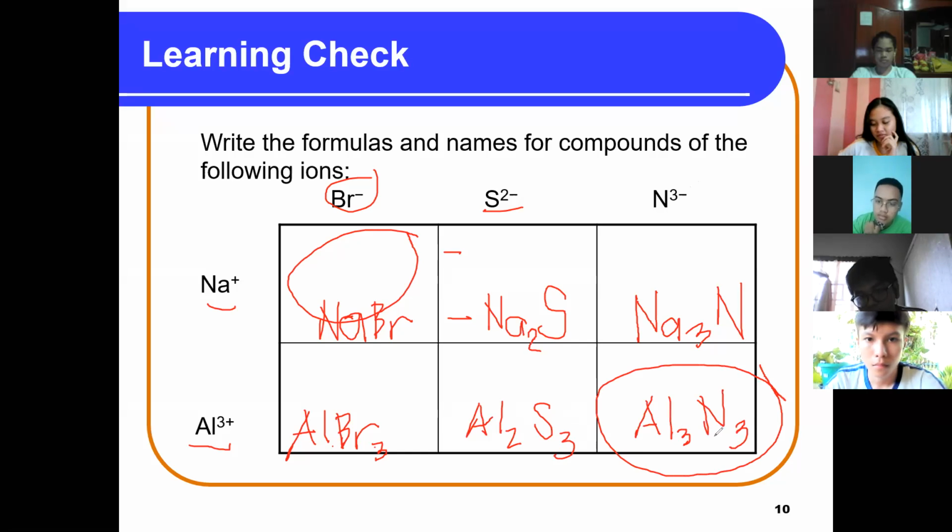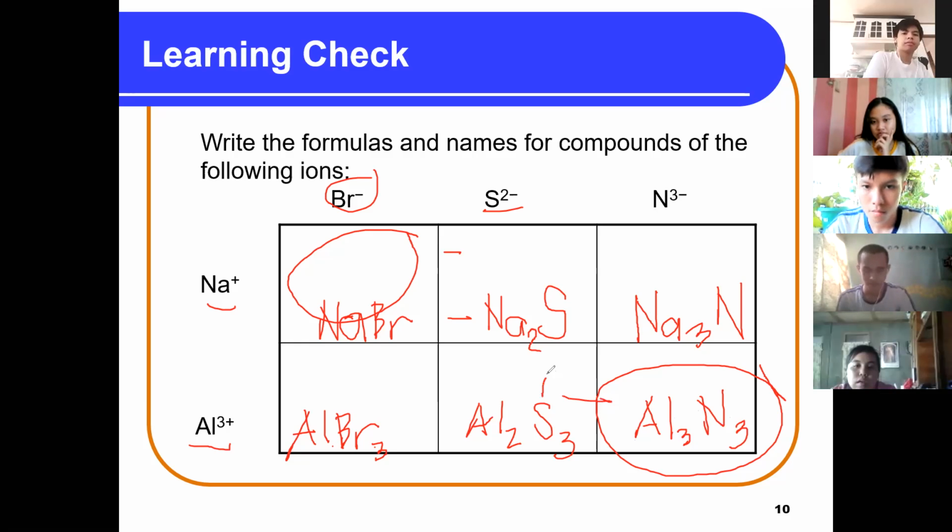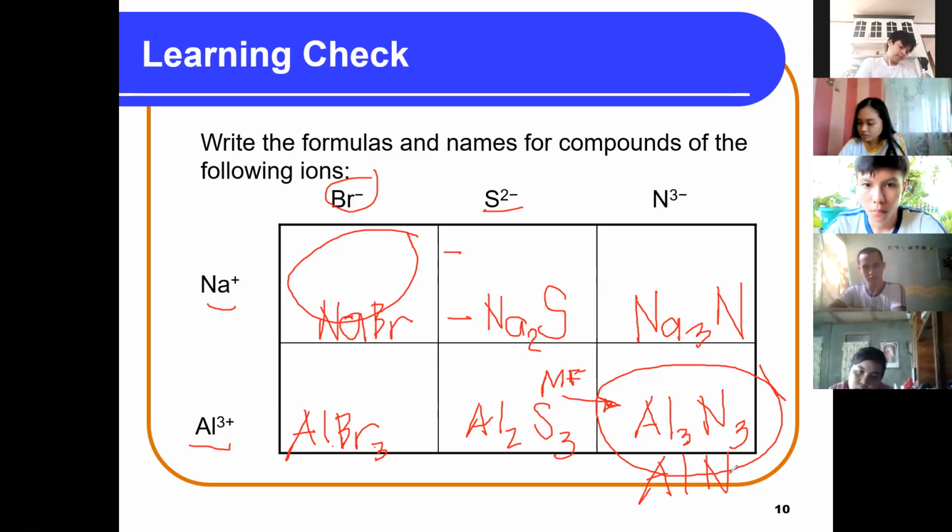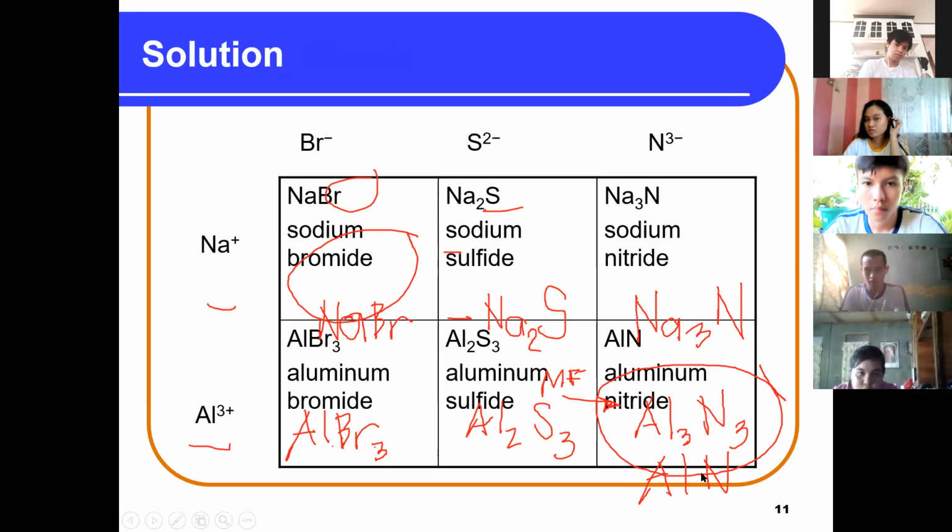This can be simplified. Notice that the bases of aluminum and nitrogen are both 3. And this is what we call the molecular formula. This is correct, but in case of a final answer, this can be simplified. In our lesson right now, this has to be simplified. Instead of saying aluminum nitride as Al3N3, you can have it written as AlN. Divide 3 by 3, divide 3 by 3. So you have Al1N1. And this is the answer.